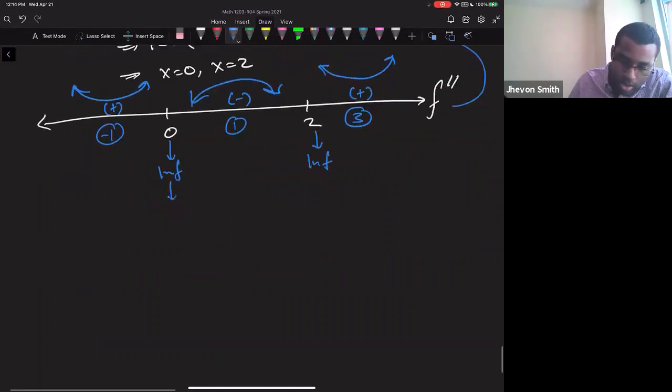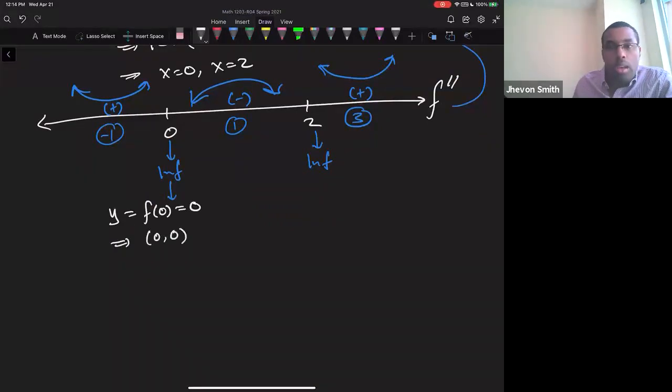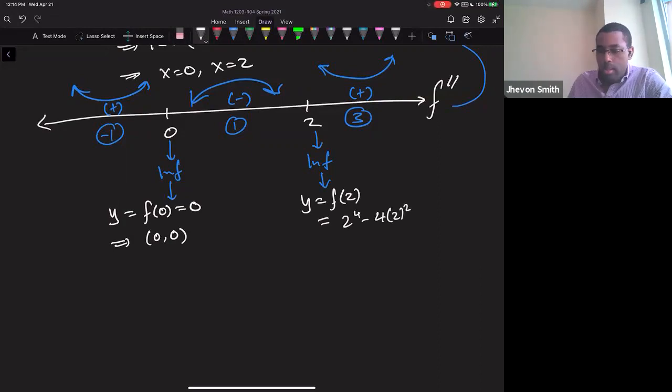Now, what are the coordinates? So the y coordinate is going to be f of 0, which is 0. So that's 0, 0. And for this one, the y coordinate is going to be f of 2, which is going to be 2 to the 4th minus 4 times 2 cubed. And that would be 2 to the 4th minus 2 to the 4th. That looks like 0. So here it happens at 2, 0.